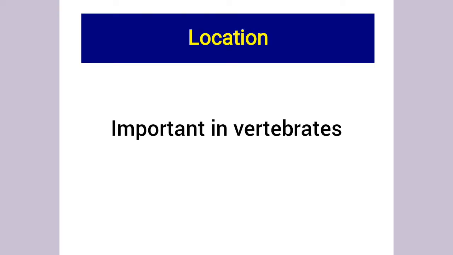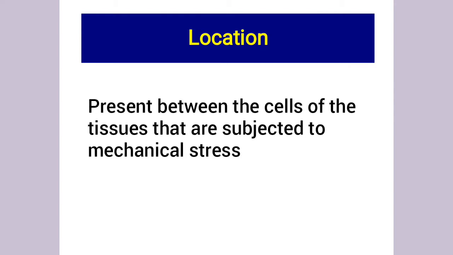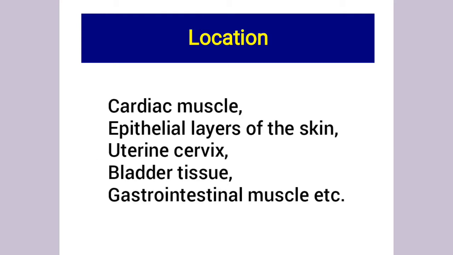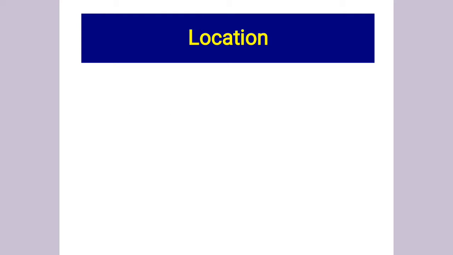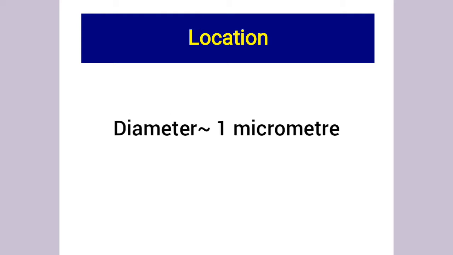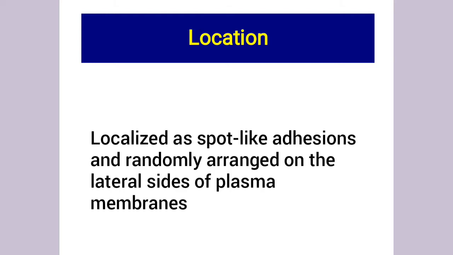The desmosomes are important in vertebrates. They are present between the cells of the tissues that are subjected to mechanical stress, such as cardiac muscle, epithelial layers of the skin, uterine cervix, bladder tissue, gastrointestinal muscles, etc. The diameter of desmosomes are approximately 1 micrometer. They are localized spot-like adhesions, randomly arranged on the lateral sides of plasma membranes.